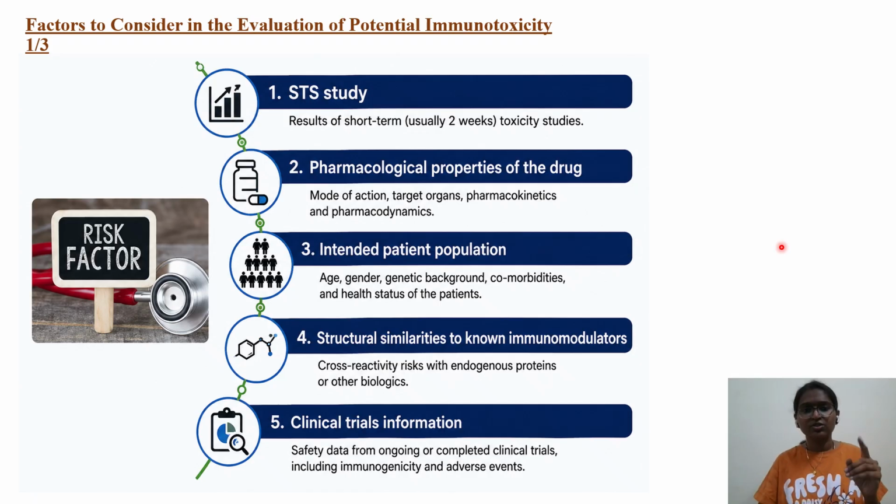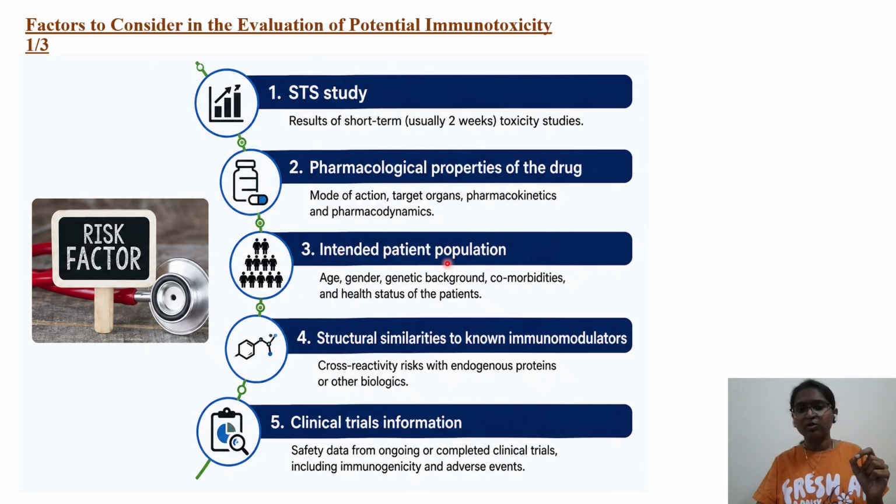These are the sections. So we have seen what are the factors that will be considered in the evaluation of this potential immunotoxicity. One is standard, that is repeat dose toxicology study. The results can be from a 2-week tox study, pharmacological properties of the drug, whatever the investigational drug we are doing, that is mode of action, target organs, liver, kidney, PK and PD.